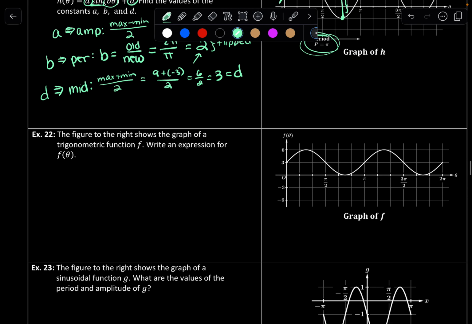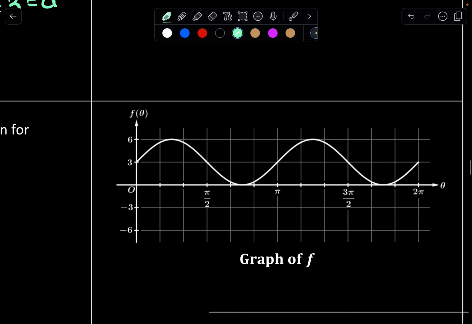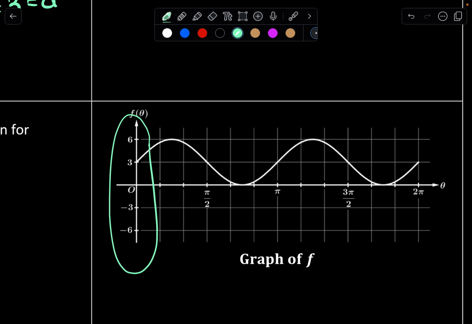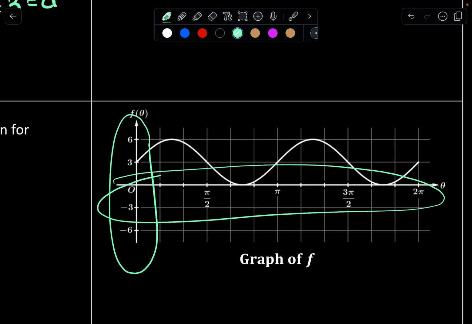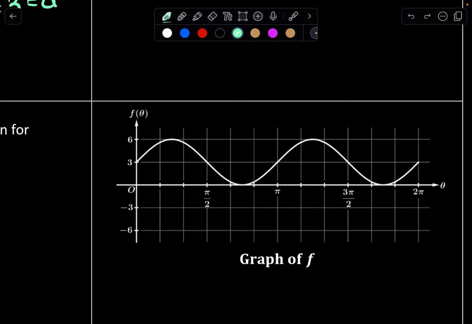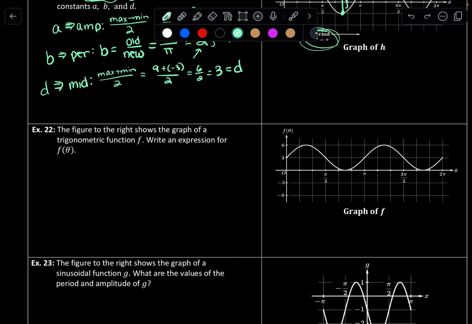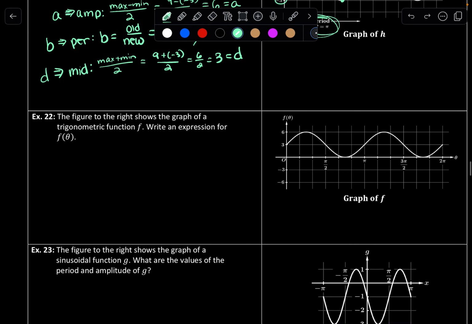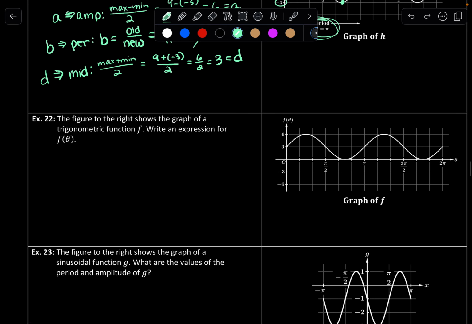All right, so example 22, the figure to the right shows the graph of a trigonometric function f. Write an expression for f theta. So now we just have this curve. They did not give us the midline, and there's no other information given other than the intervals for the outputs, and then the intervals for the inputs, all right? And they'll always be equal length input value intervals. So think of that once we get to sketching in the future. All right, so when it says write an expression, that means we need to find the 3 variables a, b, d.